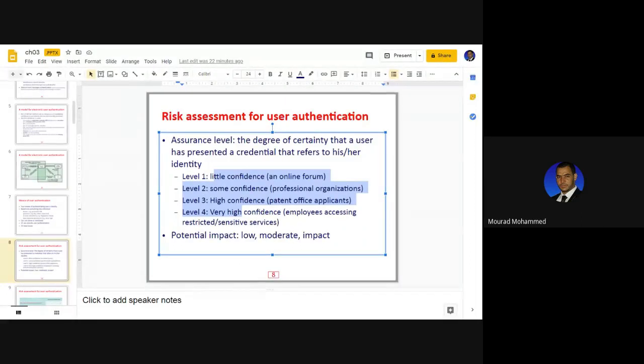Those are levels given to assure an authenticated party, a claimant. But besides that, the potential impact caused by such a level is subdivided into three groups. Each of them would be having an impact on the system, either a low impact, or a moderate impact, or a high impact.